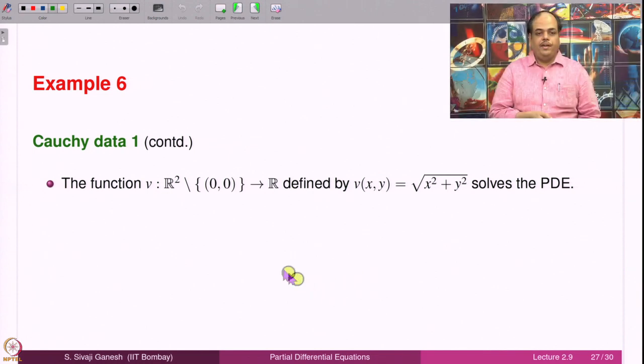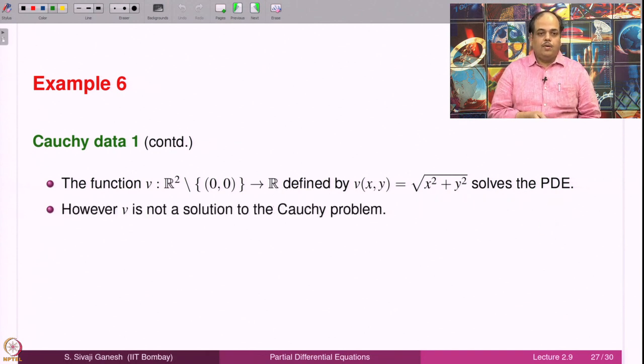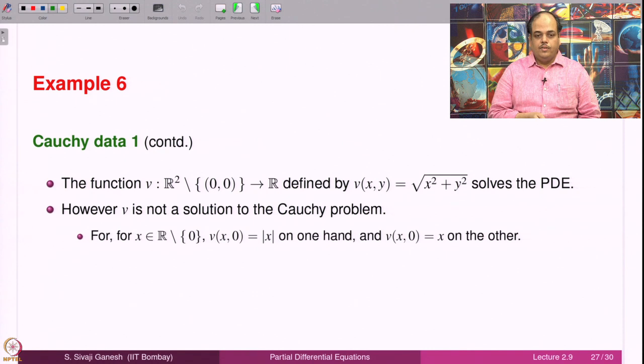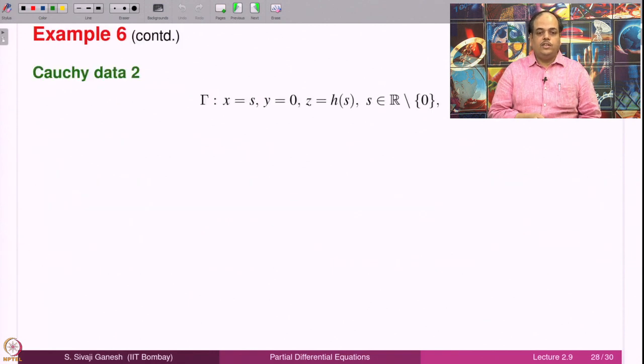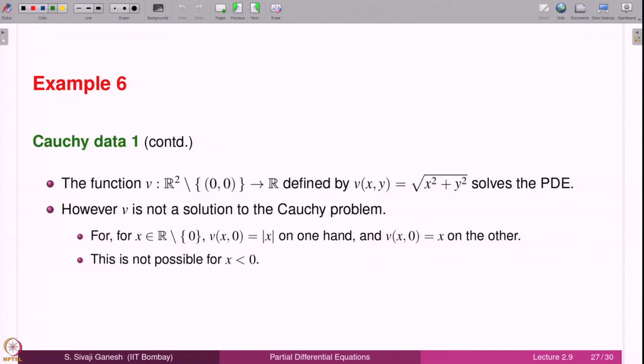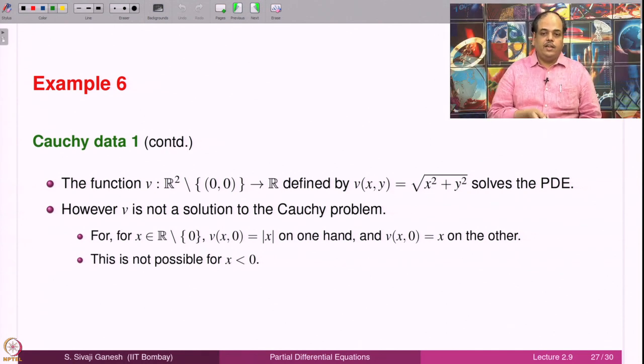Now, another function v is defined on the entire domain R^2 minus (0, 0), given by this formula. It also satisfies the PDE, but the problem is it is not a solution to the Cauchy problem. Why? For x in R minus 0, v(x, 0) is root x square, that is mod x, on one hand, but v(x, 0) has to be x on the other hand, because that is the initial condition. So, both cannot happen, particularly for x negative. So, it is not a solution to the Cauchy problem throughout. Yes, if you restrict to x positive, then yes.